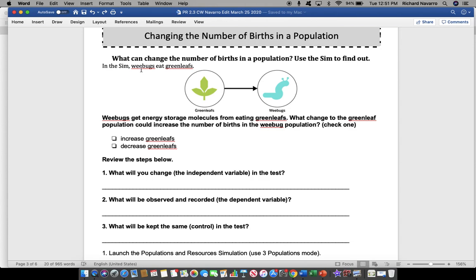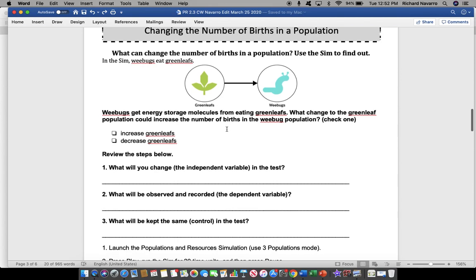In the sim, wee bugs eat green leaves. So you can watch your food web go from the energy storage molecules in the green leaves being consumed, energy being transferred to the wee bugs. So wee bugs get energy storage molecules from eating green leaves. What change to the green leaf population could increase the number of births in the wee bug population? Pick one.